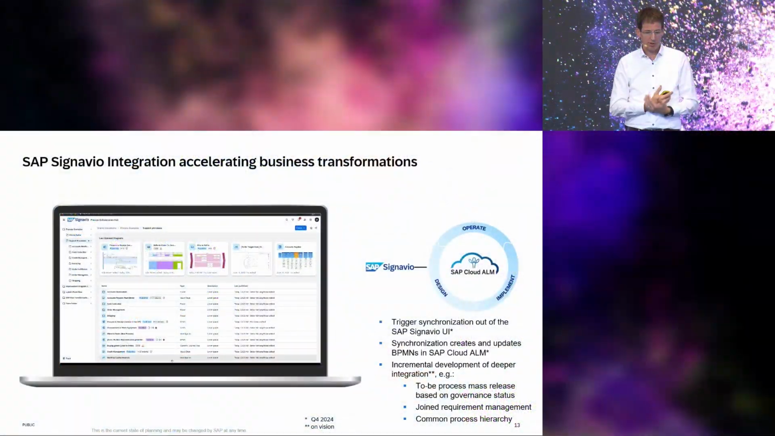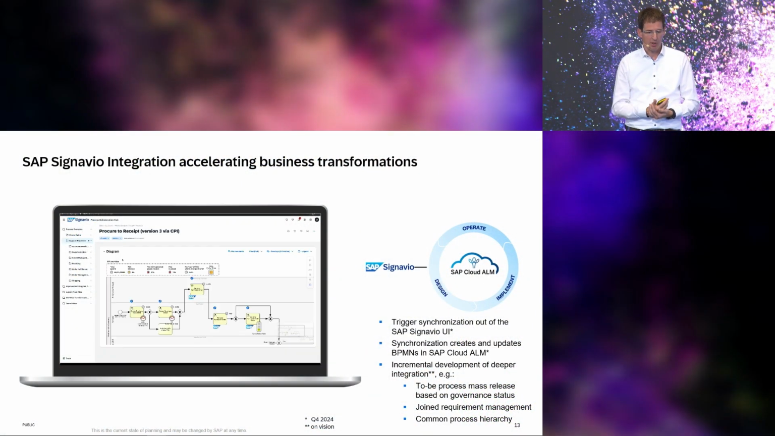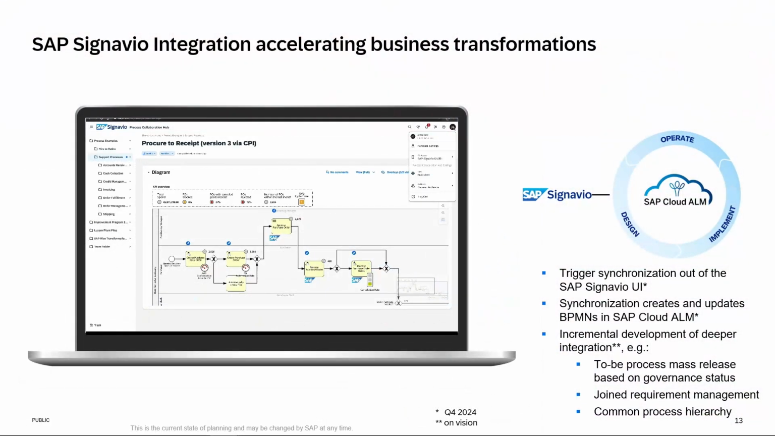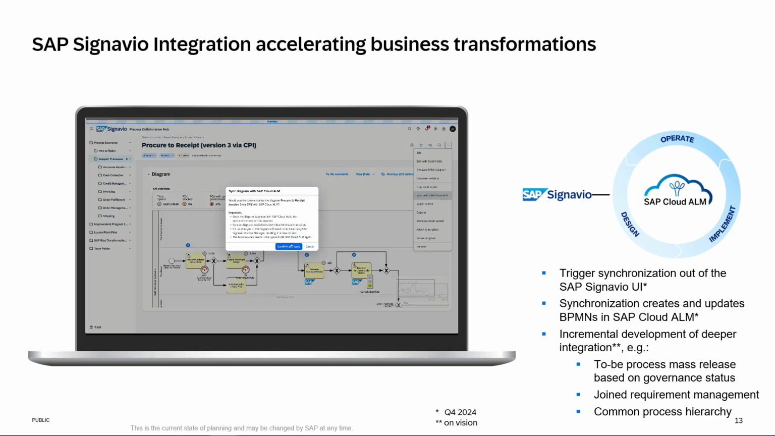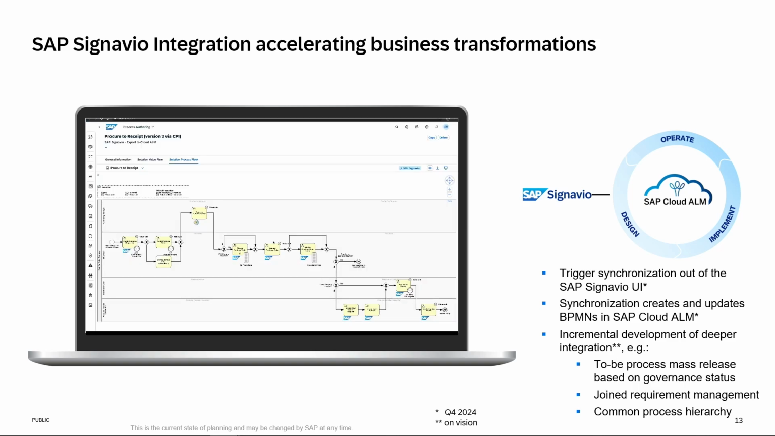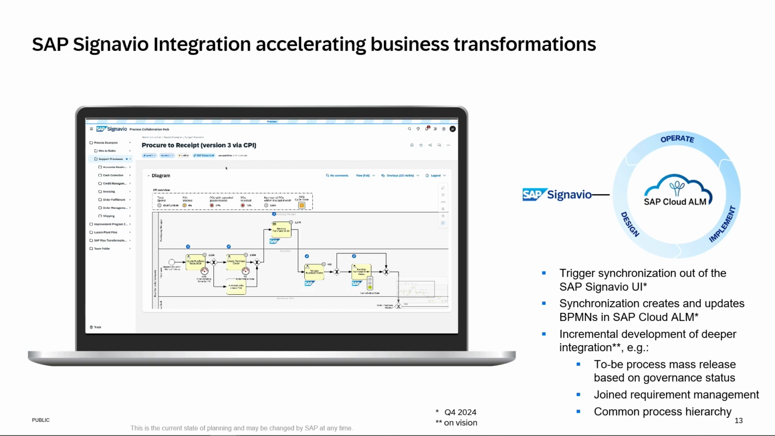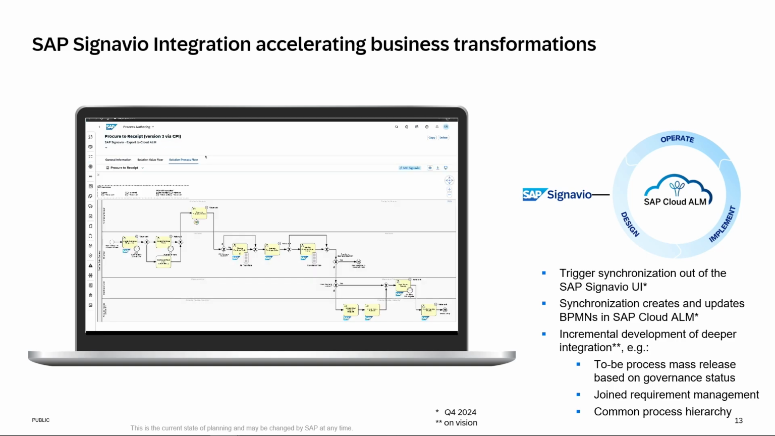With this first productized version, and this video is real, this is really on the dev system of the Signavio guys, so it's really working. You can, out of the Signavio UI, trigger the synchronization so that you get the BPMN into Cloud ALM. You can also do updates on the Cloud ALM side of the BPMN. And then we have a clear ownership: diagrams belong to Signavio. So we only have a read-only mode. If you want to modify, you jump back. And this is just a starting point.